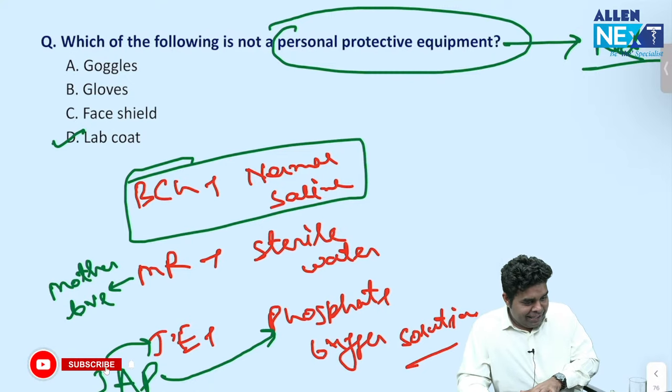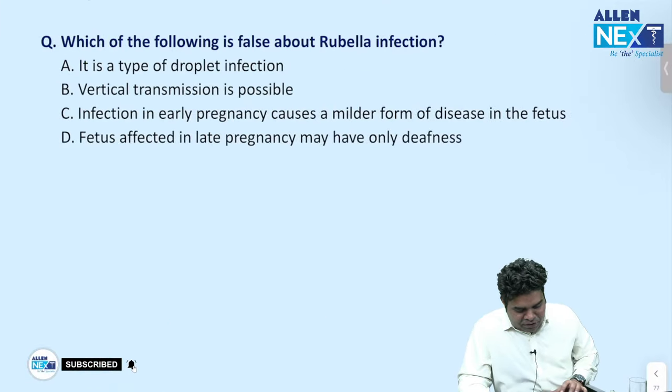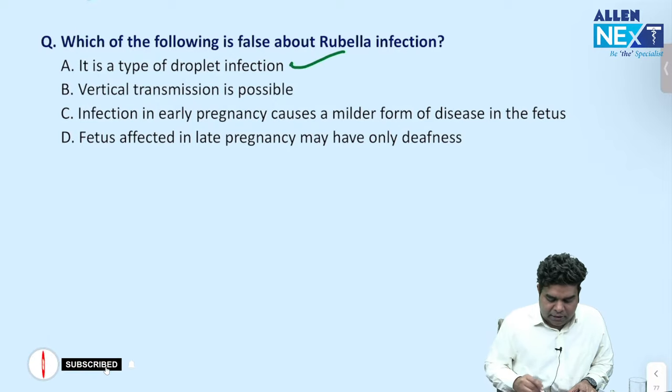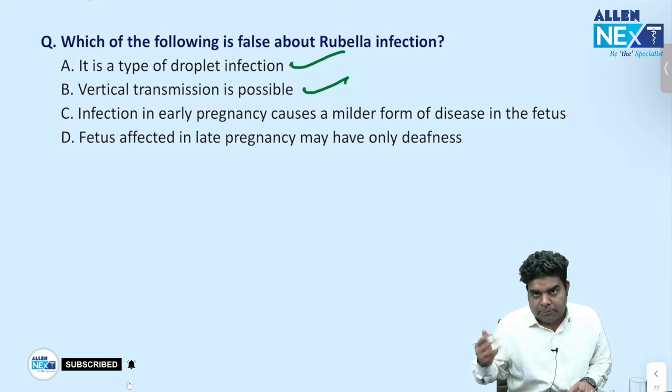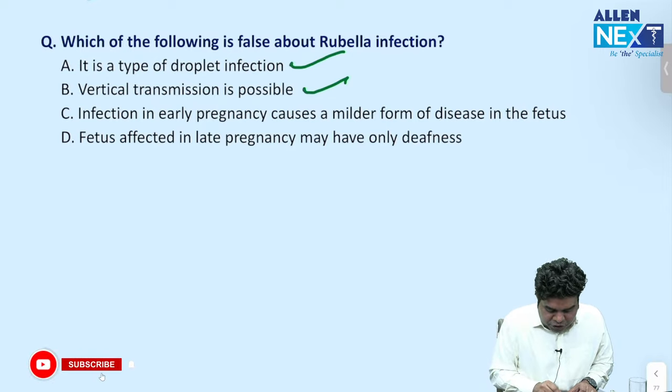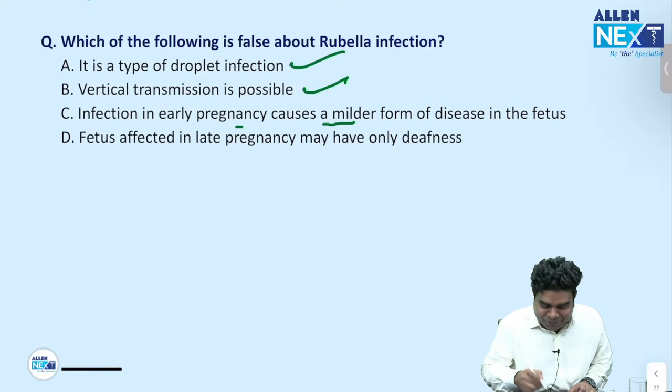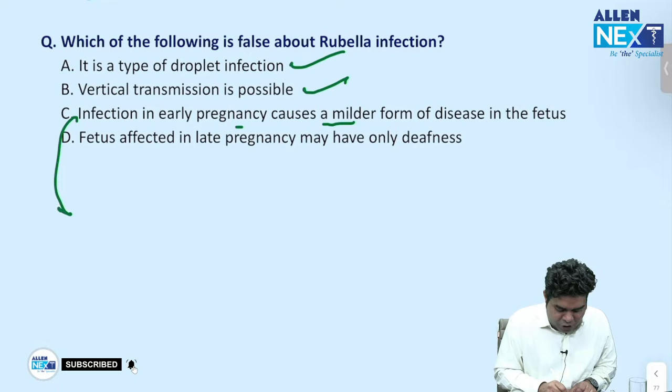Okay, yes. Which of the following is false about rubella infection? It is droplet, correct. Mother to child transmission possible, correct. Infection in early pregnancy causes milder disease? No, no, no. NEET question 2023. Early pregnancy infection causes congenital rubella syndrome.